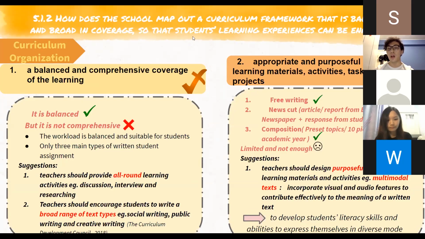Meanwhile, although free writing has provided different writing genres, it is very limited. Students should decide purposeful language learning materials and activities to contribute effectively to the meaning of a written text. It aims to develop student literacy skills and the ability to express themselves in diverse modes of communication. Next page, please.